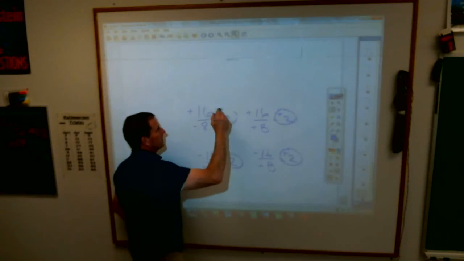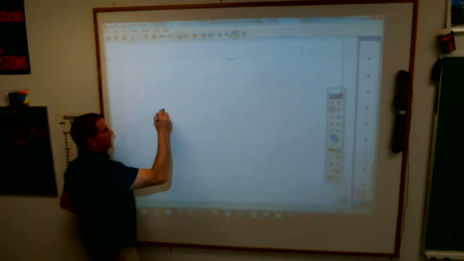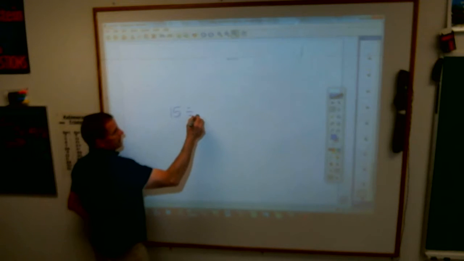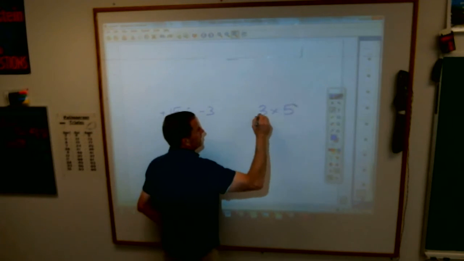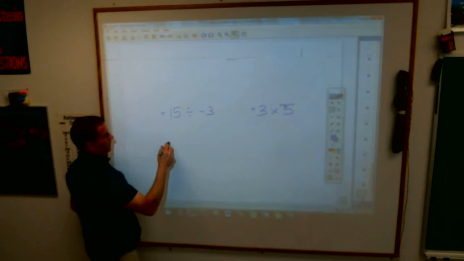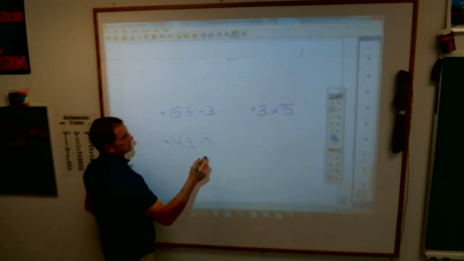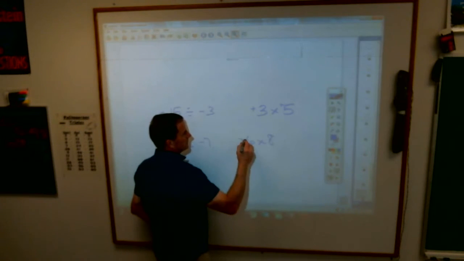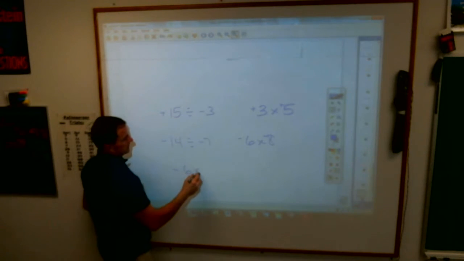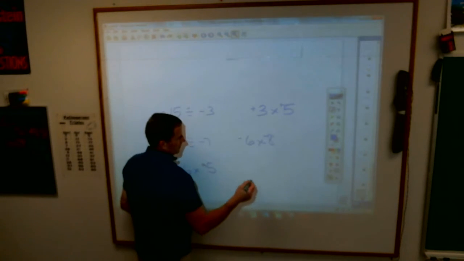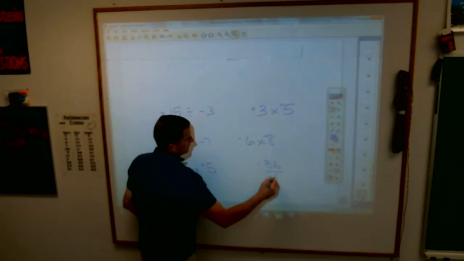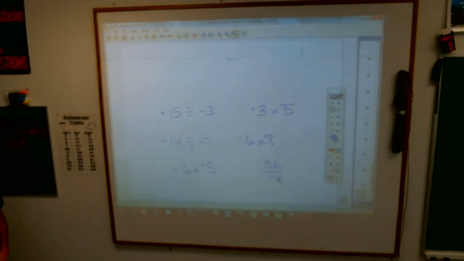Does anybody think that they'll struggle with that? Here, let me give you a bunch of problems. You write these down and do them, and we'll see what happens here. Let's see, 15 divided by negative 3. 3 times 5. 14 divided by negative 7. 6 times 8. Negative 6 times 5. By the way, if something doesn't have a sign, it's always thought of as a positive. And 36 divided by negative 6. What are the answers to those 6 problems? What might our answer be?